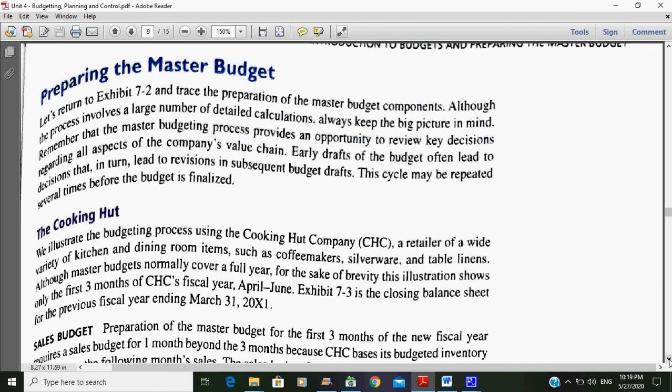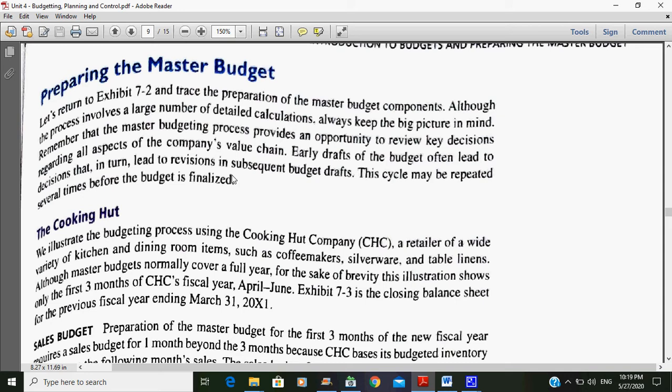Now we look at preparing the master budget. Now let's return to Exhibit 7.2 and trace the preparation of master budget components. Although the process involves a large number of detailed calculations, always keep the big picture in mind. Remember that the master budgeting process provides an opportunity to review key decisions regarding all aspects of the company's value chain. Early drafts of the budget often lead to decisions that in turn lead to revisions in subsequent budget drafts. This cycle may be repeated several times before the budget is finalized.